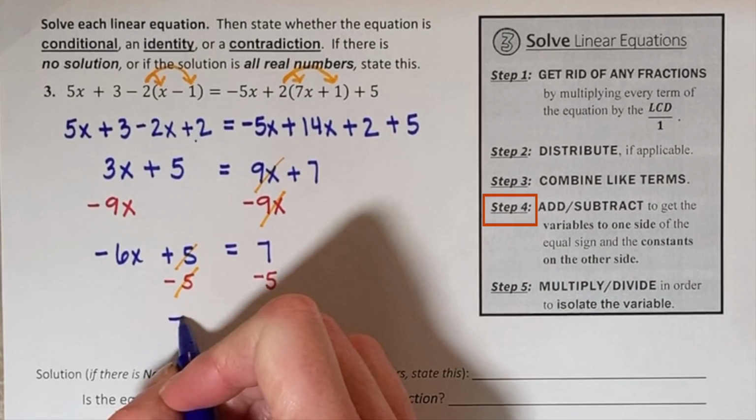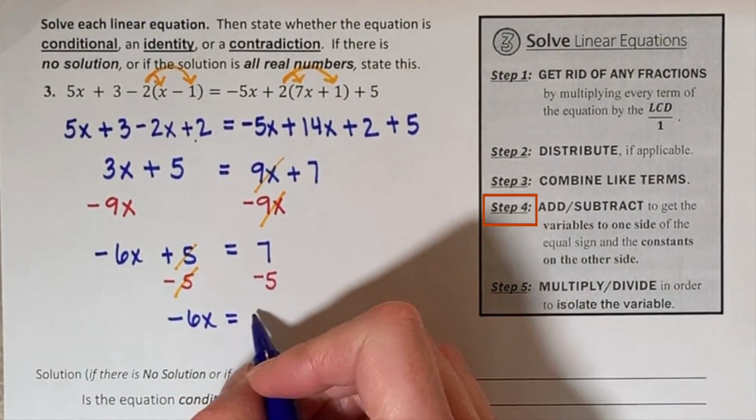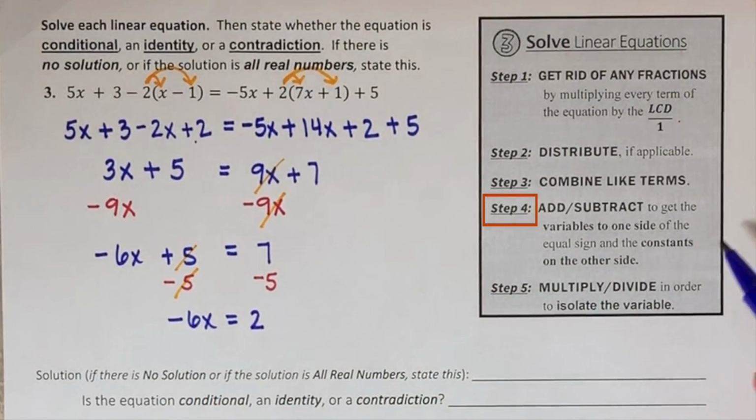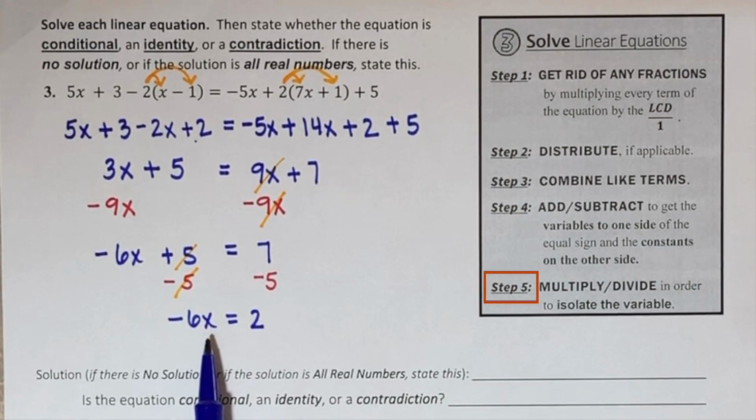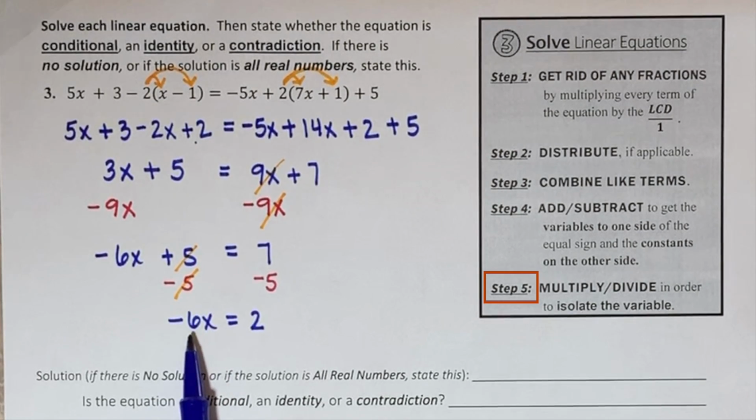And we're left with -6x is equal to 2. Now we've completed step 4. We've added or subtracted to get the variable on one side and the constant on the other side. Step number 5, the last step, is you're going to multiply or divide in order to isolate your variable. Right now, to isolate x, we have to get rid of this -6. X is being multiplied by -6.